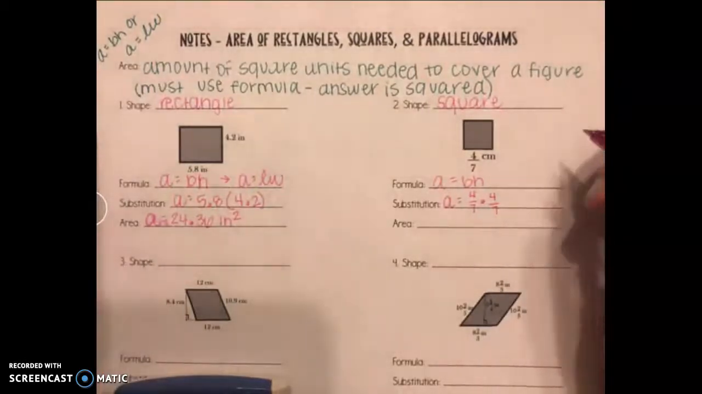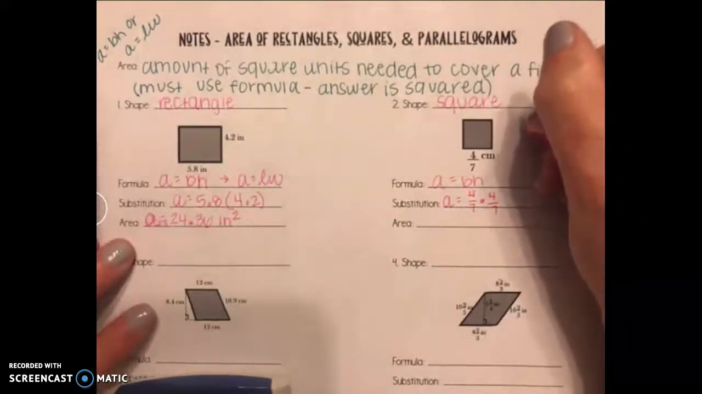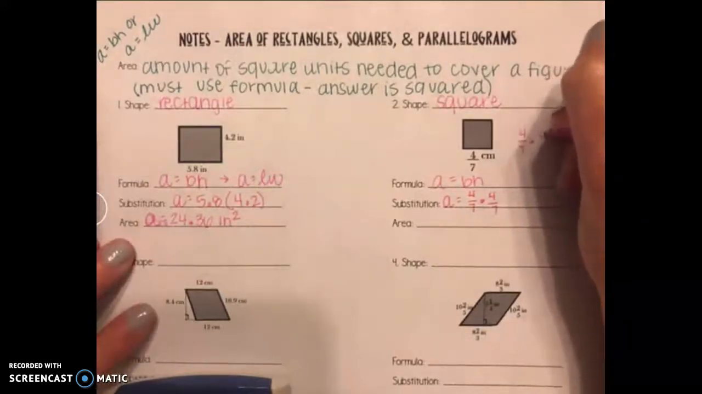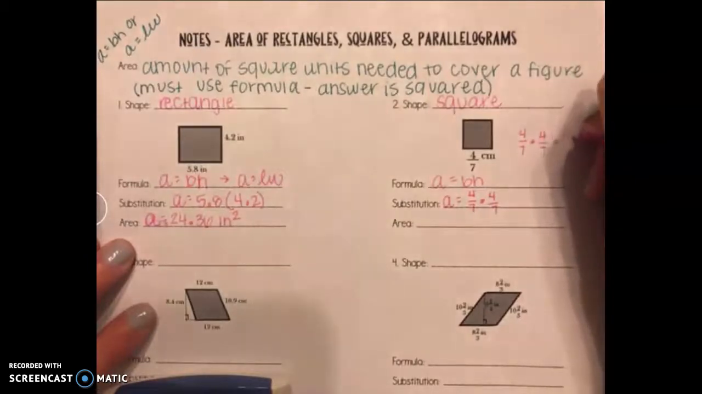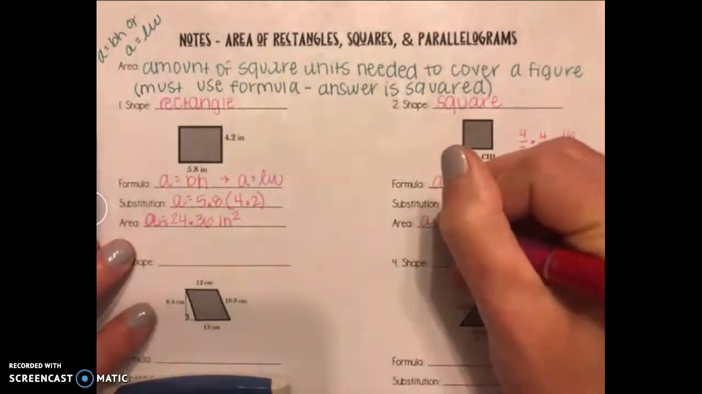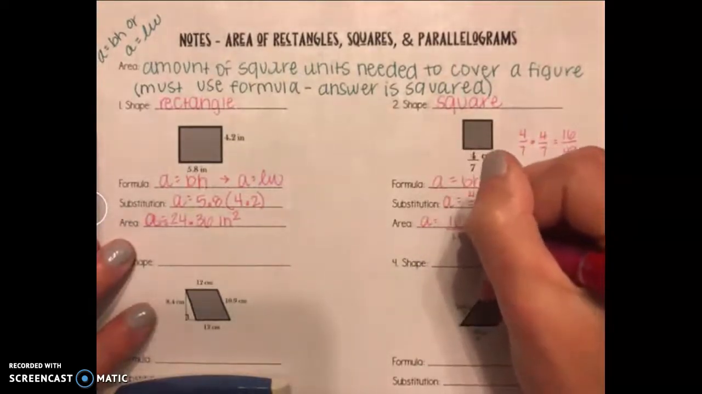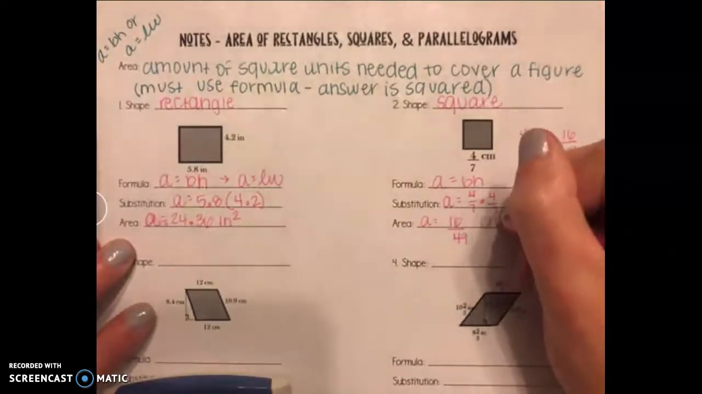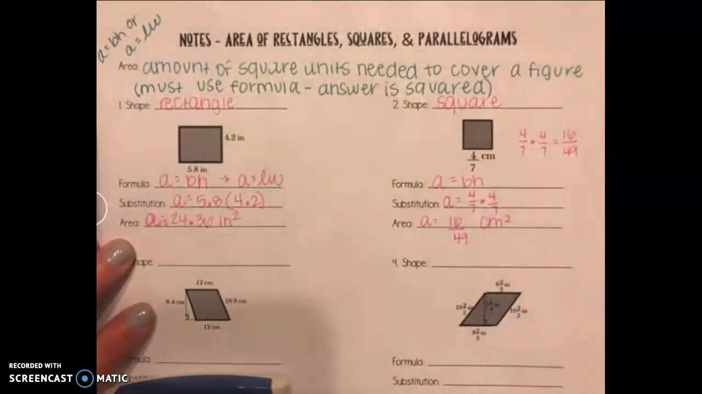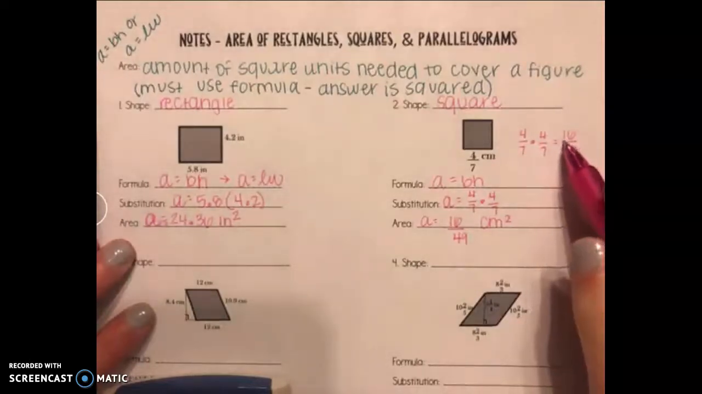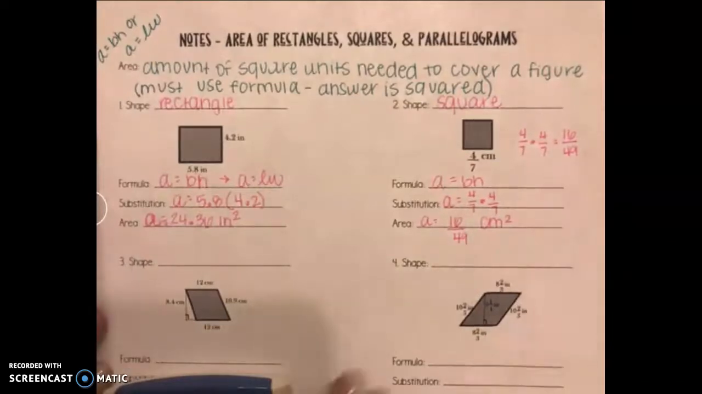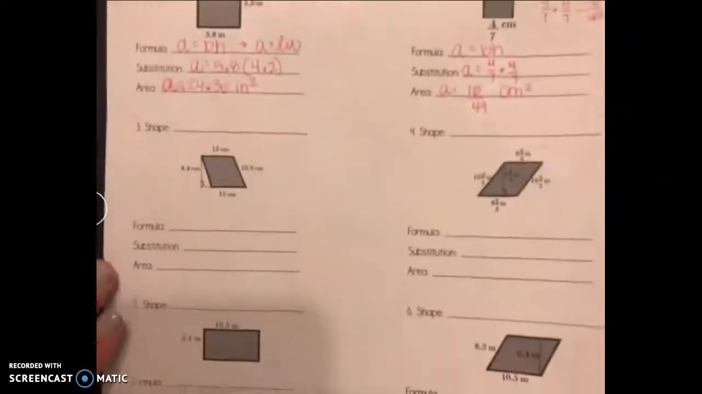We know that we can multiply straight across. So 4/7 times 4/7 gives us 16/49. So our area equals 16/49 centimeters squared. Remember, we just multiplied straight across. We couldn't simplify this at all, because the factors of 16 are 1, 2, 4, 8, and 16, and 49 is just 1, 7, and 49. All right, moving along to number 3.